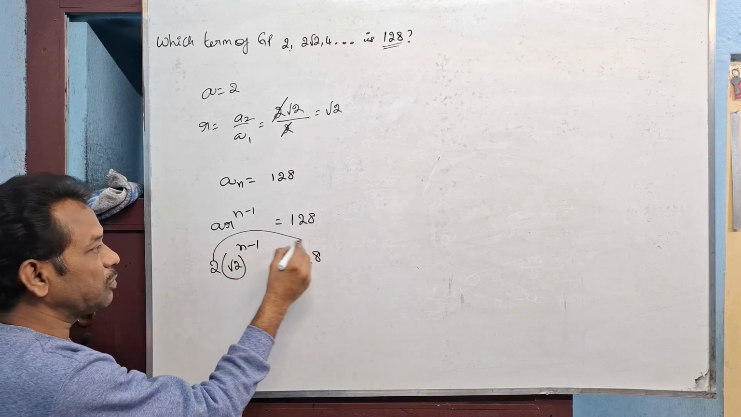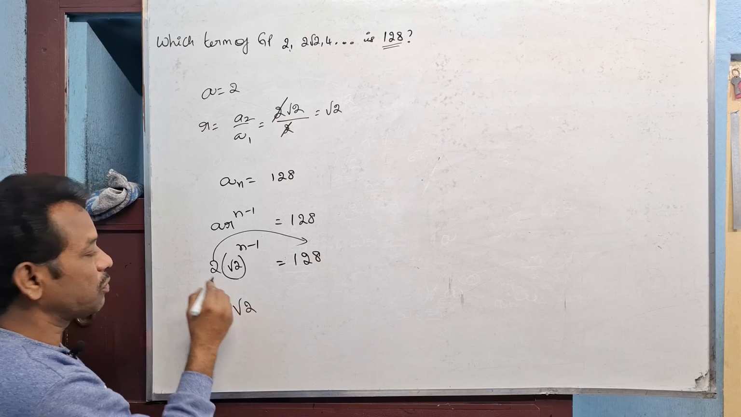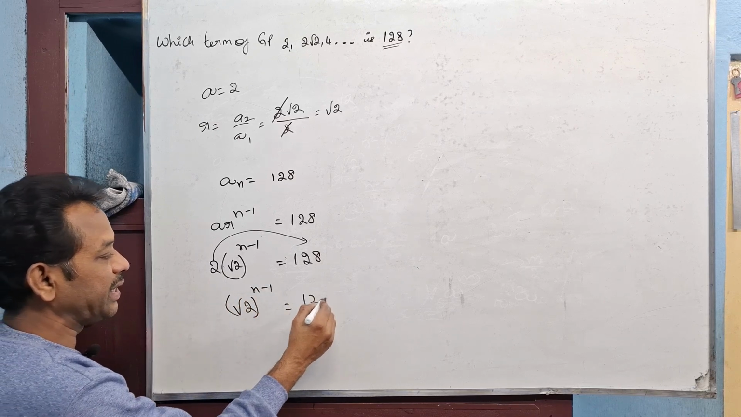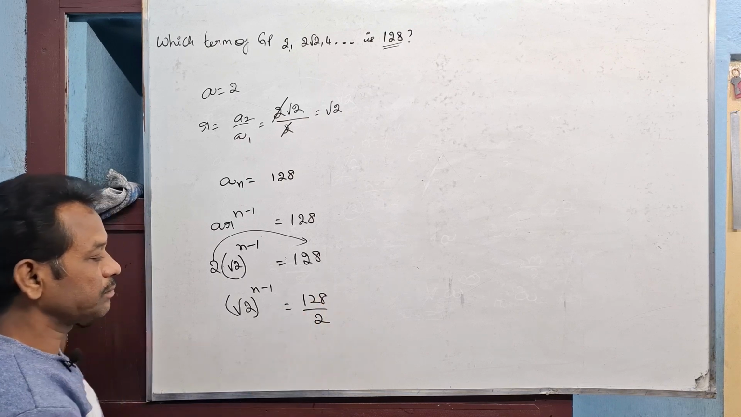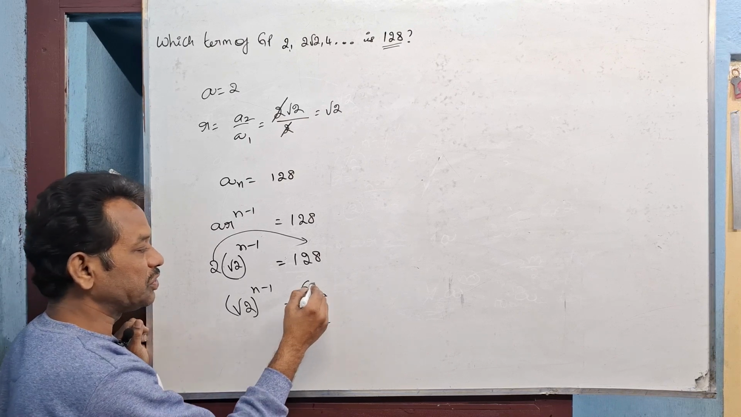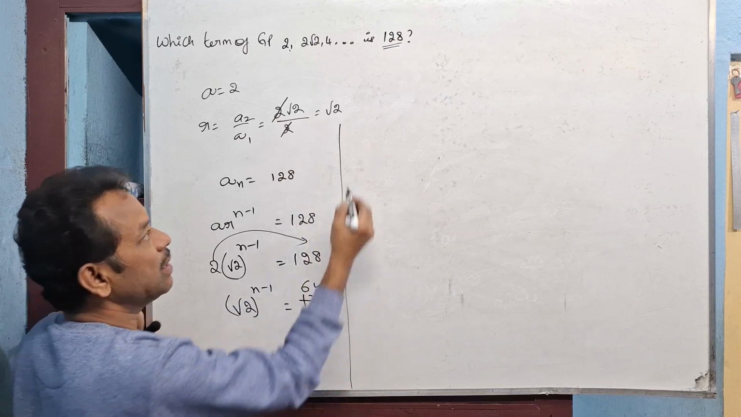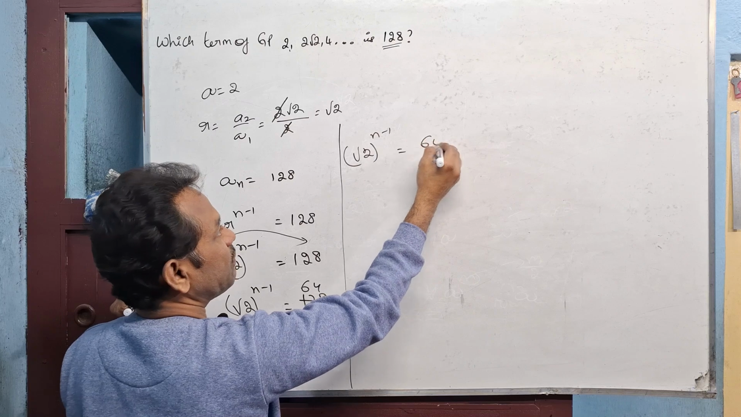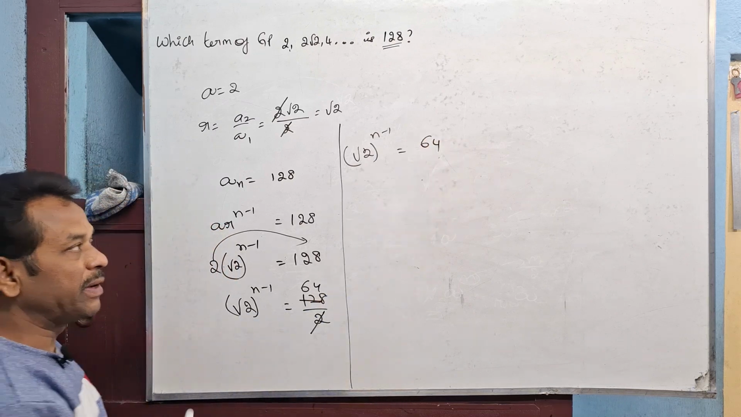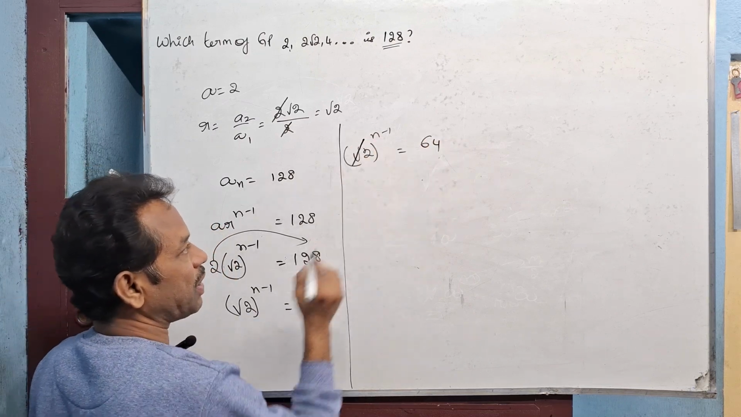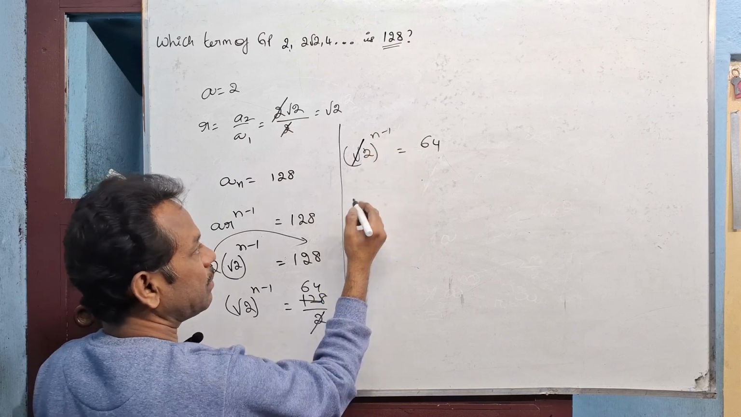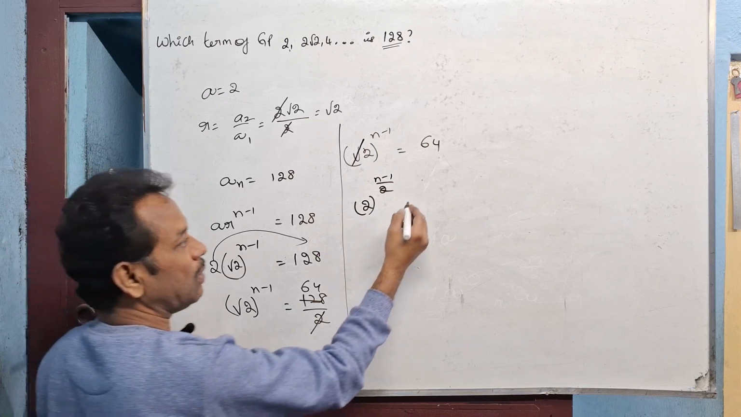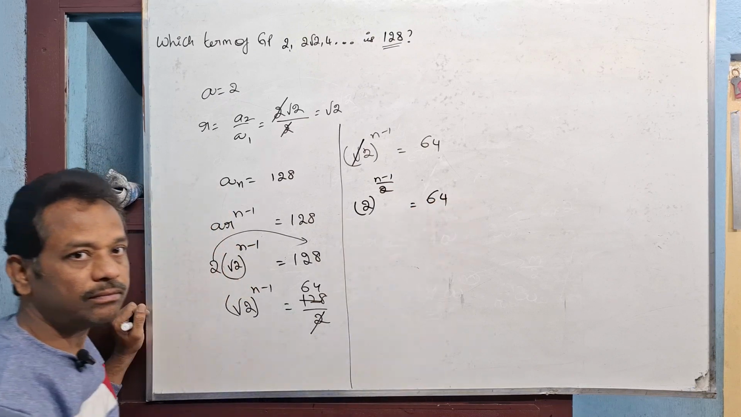Now 2 is shifted to the RHS. So root 2 to the power of n minus 1 equal to 128 divided by 2. 2 1s are 2, 2 6s are 12, 2 6s are 64. So here we have root 2 to the power of n minus 1 equal to 64. Now let me eliminate the square root. If you want to eliminate the square root, let me take 2 in the denominator. So 2 to the power of n minus 1 by 2 equal to 64.